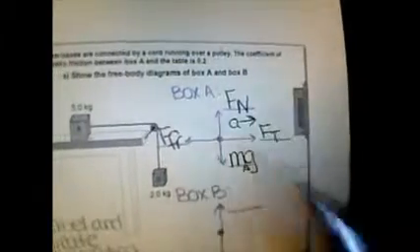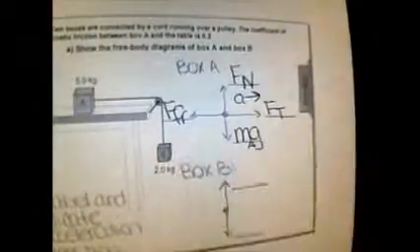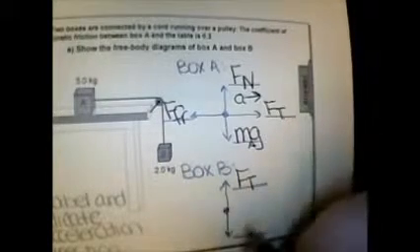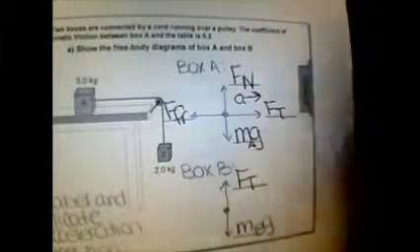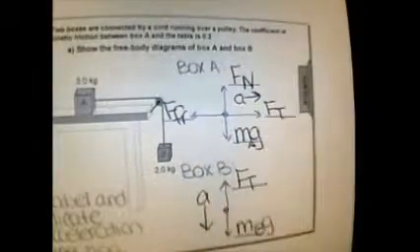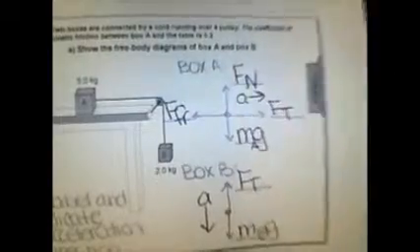And now, box B, this one down here, we have the force of tension up, that's that box. And we have mg going down, and that's going to be mBg. And it's accelerating down, so keep in mind that acceleration is negative. And since there's a lot of work, I'm going to do it over here.